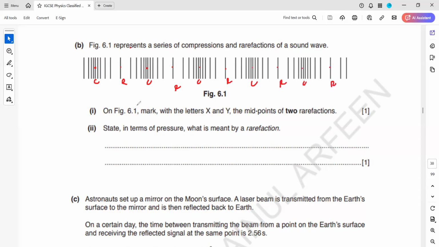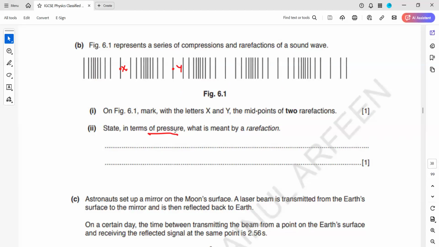On figure 6.1, mark with the letters X and Y the midpoint of the two rarefactions. So this is one rarefaction, we mark that as X, and this is another rarefaction, we mark that as Y.